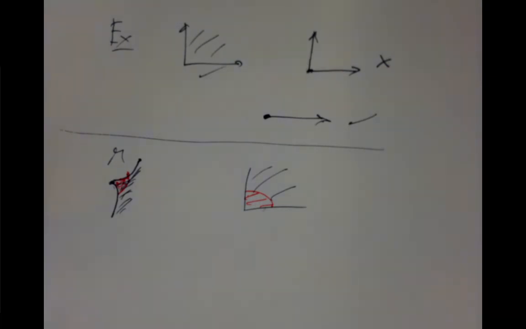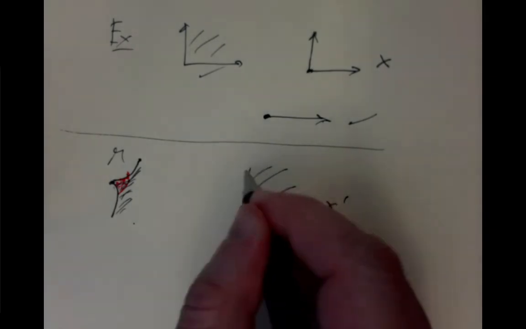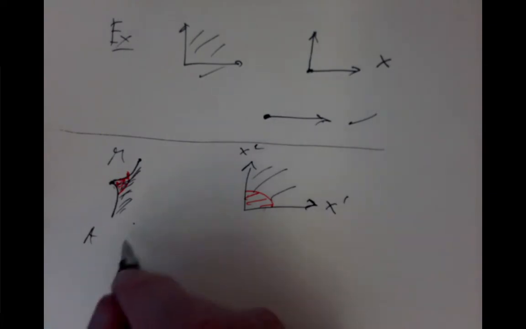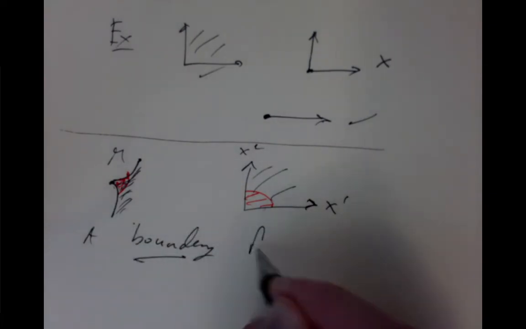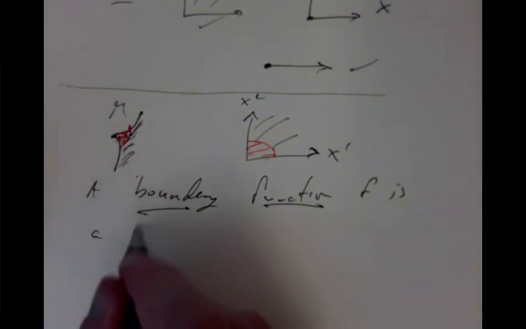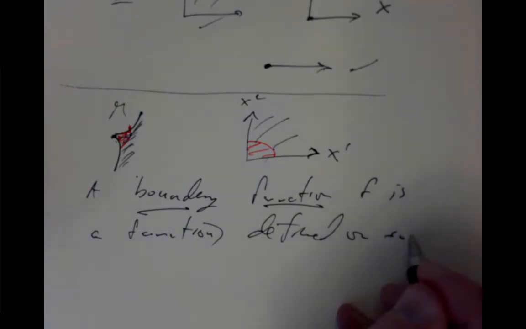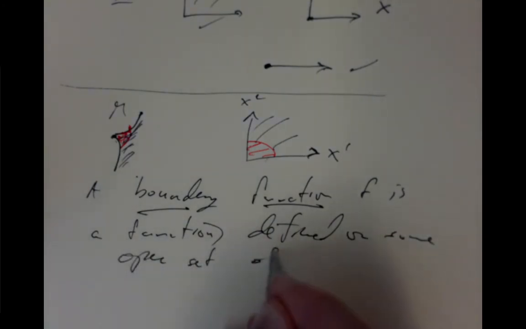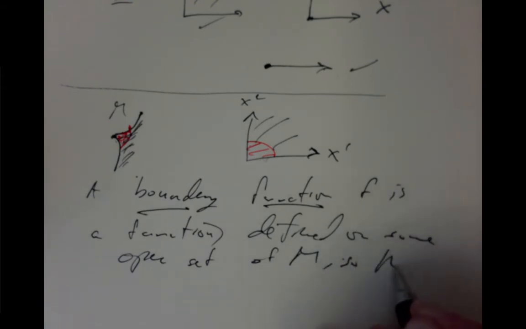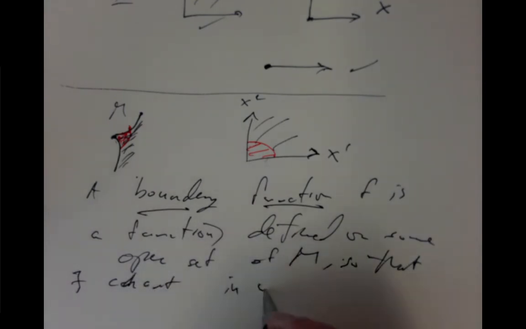And then we'll be interested in looking at a boundary function. So this guy is going to have some coordinates, x1, x2. So a boundary function F is a function defined on some open set of our manifold with corners M, so that there exists a chart in which, in some coordinates, F is one of the xi's, it doesn't really matter which one. So that's what we'll call a boundary function.